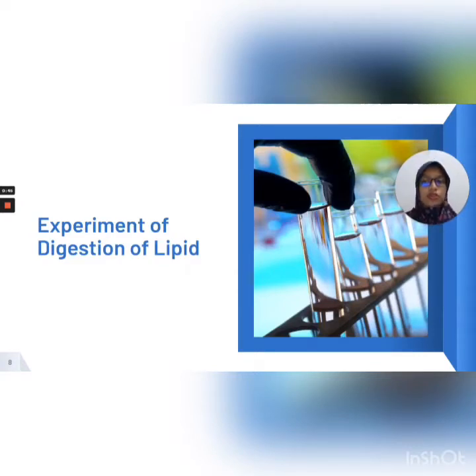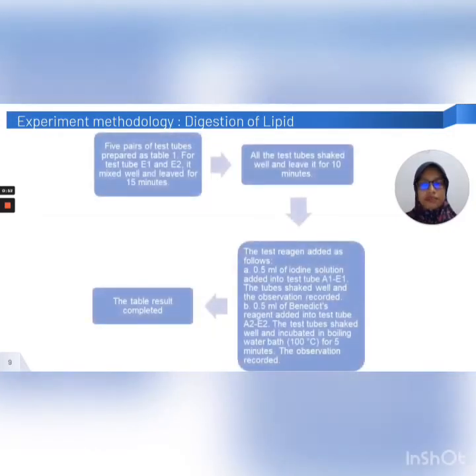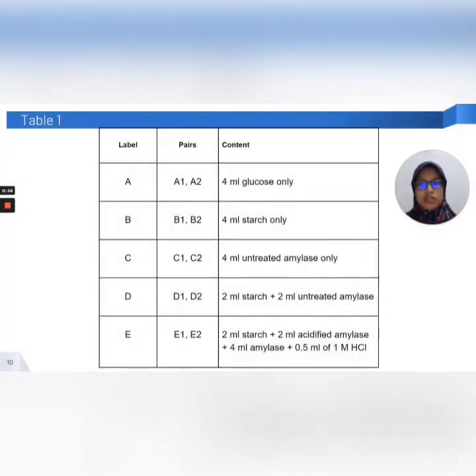I will present to you the experiment, digestion of lipid. My part is the experiment methodology, digestion of lipid. The first step is five pairs of test tubes prepared as in Table 1. This is Table 1. The test tubes are labeled A1, A2, B1, B2, C1, C2, D1, D2, E1 and E2. For A1 and A2, 4 ml of glucose were added.